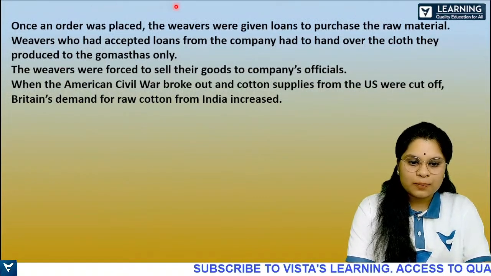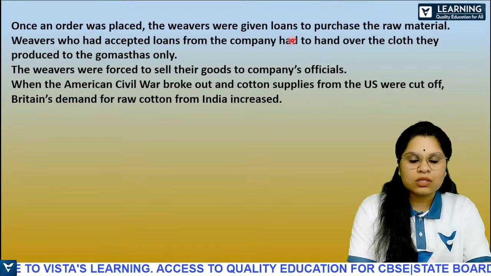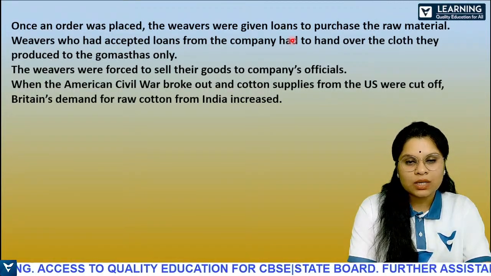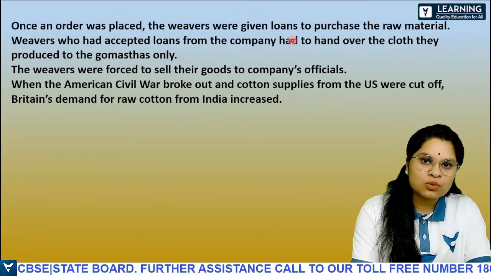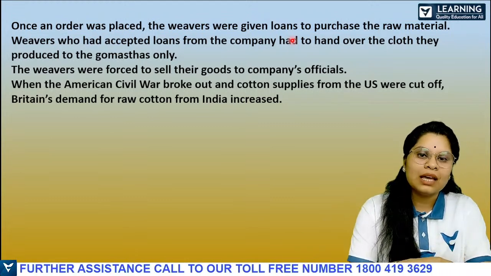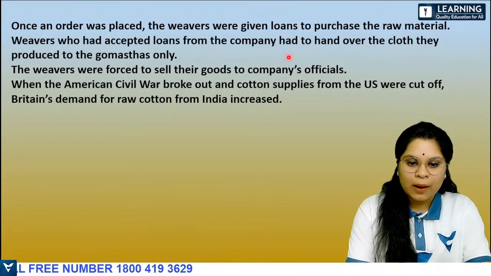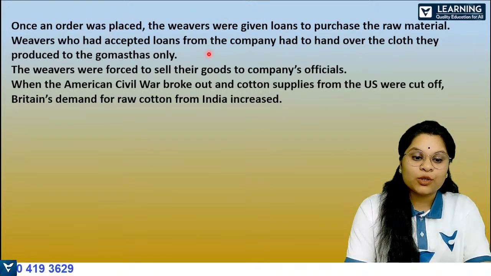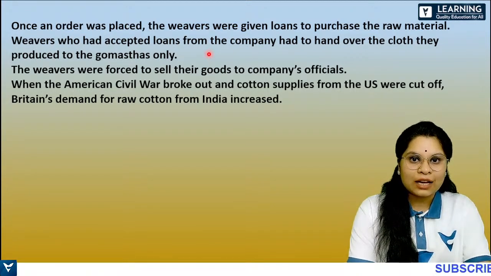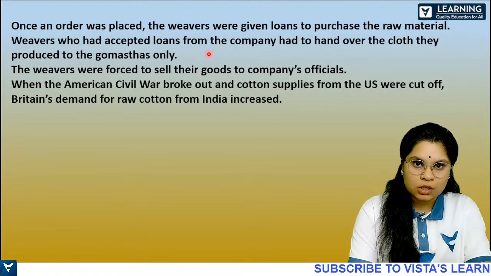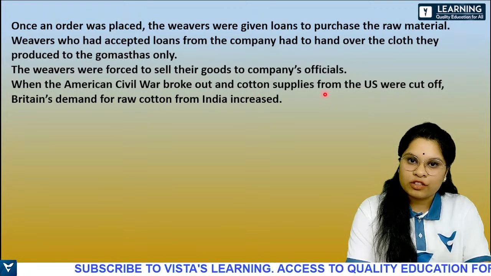Once an order was placed, the weavers were given loans to purchase the raw material. Once they bought it, they would again act like animals with those workers to take back the loan money and also the product which they had given. Weavers who had accepted loans from the company had to hand over the cloth they produced to the Gomasters only. This is what I've been telling you from that time. The weavers were forced to sell their goods to company officials.